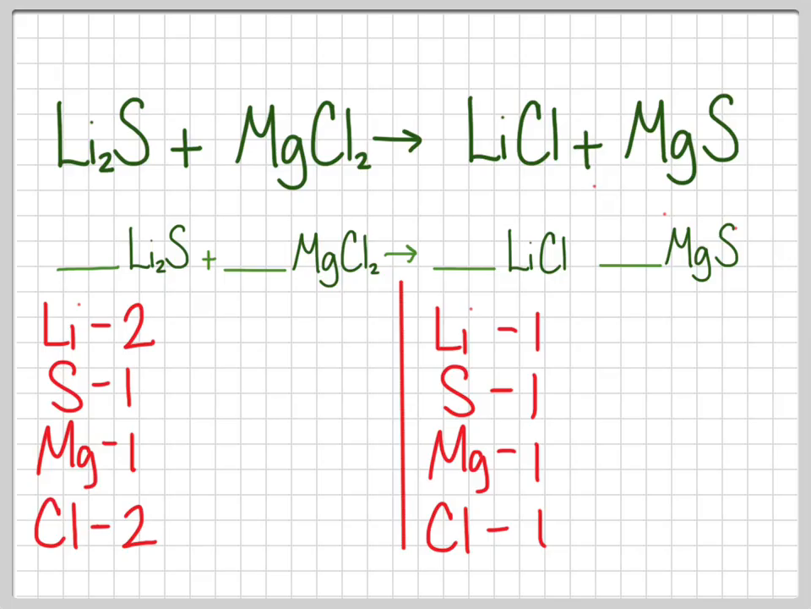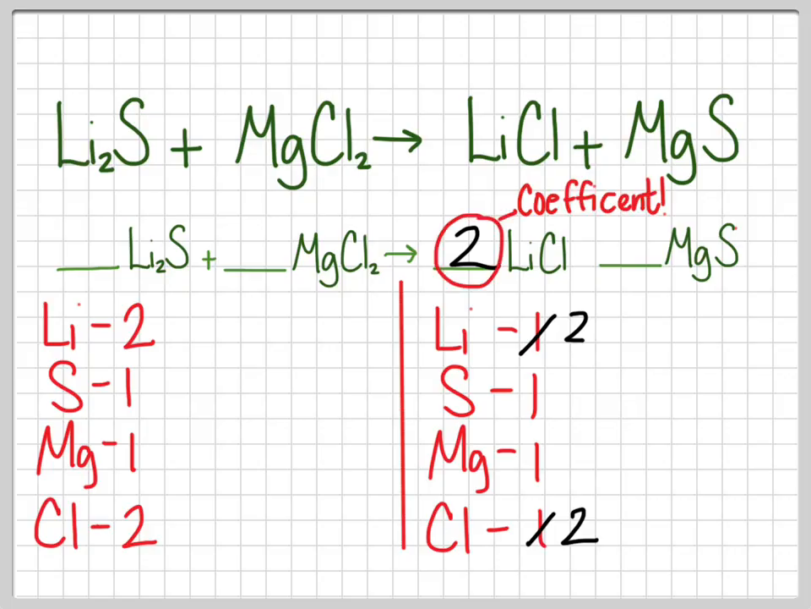How will I fix this? Well, it seems fairly easy. If I multiplied the lithium chloride on the product side by 2, then I would change the tally numbers that I have for lithium and chlorine. Everything would be balanced. 2 lithium on each side, 1 sulfur and magnesium on each side, and 2 chlorine on each side. Yay! What is this magical 2? That's a coefficient, and that's what we're going to talk about next.